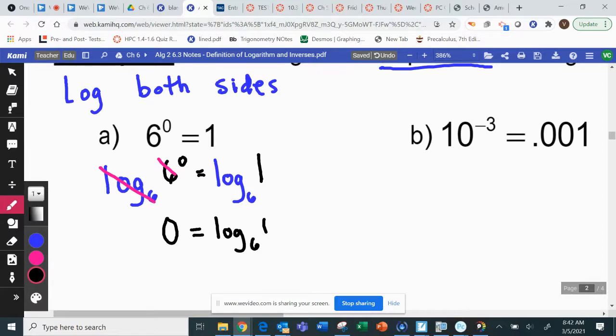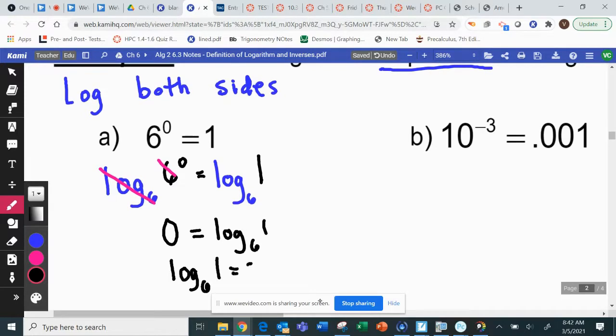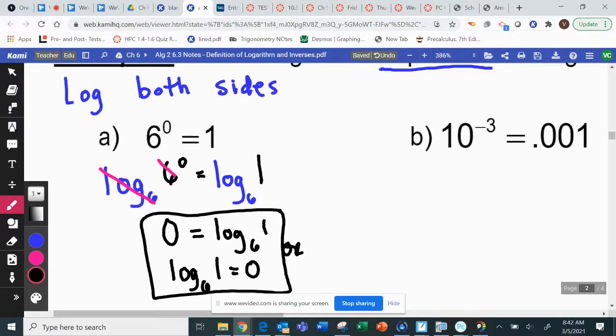You can rearrange it if you want. Typically, I'm lazy and don't. Oops, I forgot something. So either of these is fine. Writing them either direction is fine.